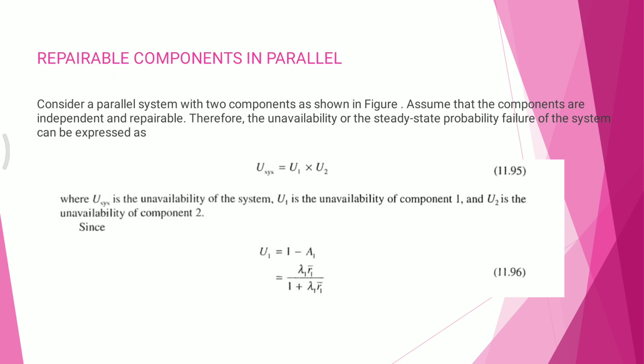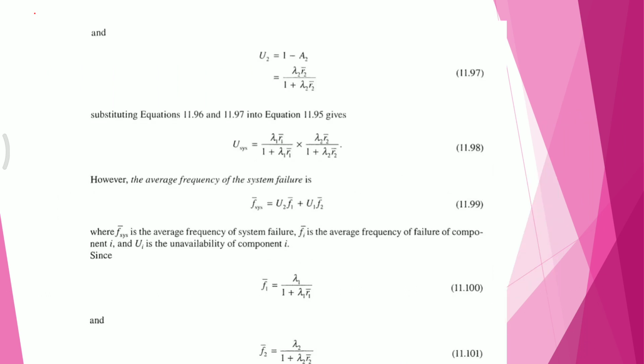By this, we can get the formula 11.96, that is, U1 equals lambda 1 into R1 bar divided by 1 plus lambda 1 into R1 bar. Similarly, the unavailability of component 2 can be given as U2 is equal to 1 minus A2, which can be further given as lambda 2 into R2 bar divided by 1 plus lambda 2 into R2 bar. By substituting U1 and U2 in U, we can get equation number 11.98.